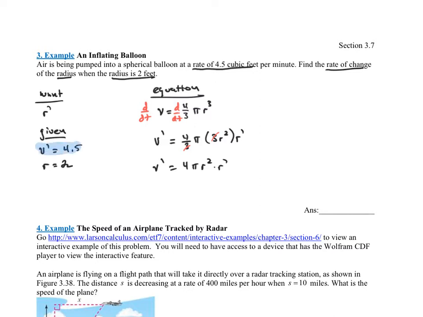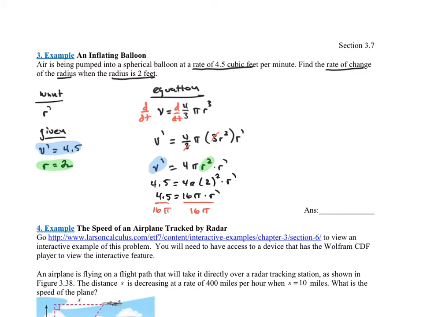So let's look at that given information. They gave me V prime was 4.5 and they gave me r was equal to 2. So let's plug in that given information. I have 4.5 equals 4 pi times 2 squared times r prime. Well, let's just do the math. 2 squared is 4, 4 times 4 is 16. So this is 4.5 equals 16 pi times r prime. Let's divide both sides by 16 pi to solve for r prime.